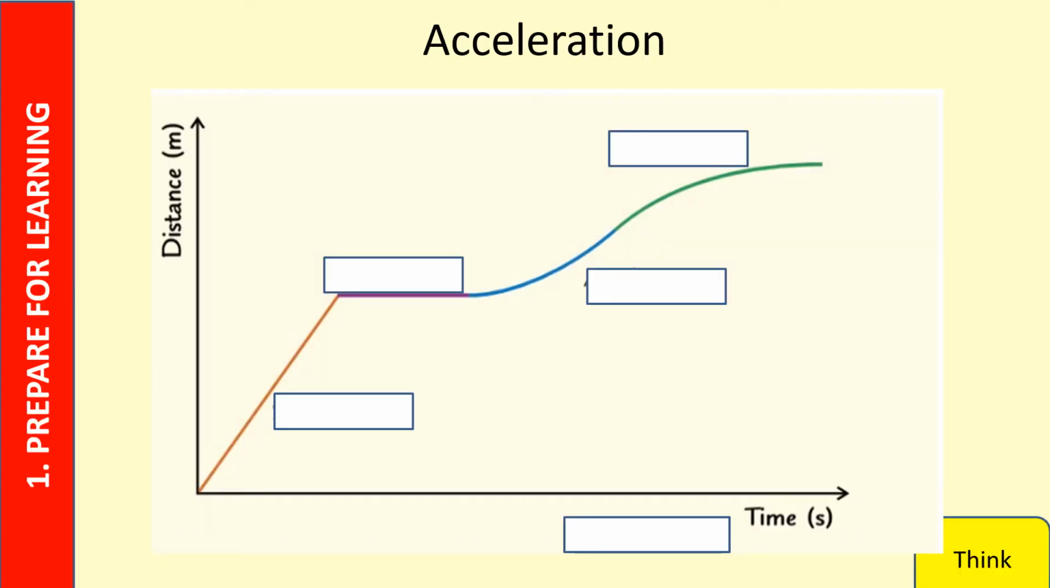Throughout this lesson, you need to be very careful that you're sure what type of graph you're looking at. The graph shown on this slide is the kind of graph that we've looked at previously. It is a distance time graph. For a starter activity, can you draw this graph and see if you can label it?